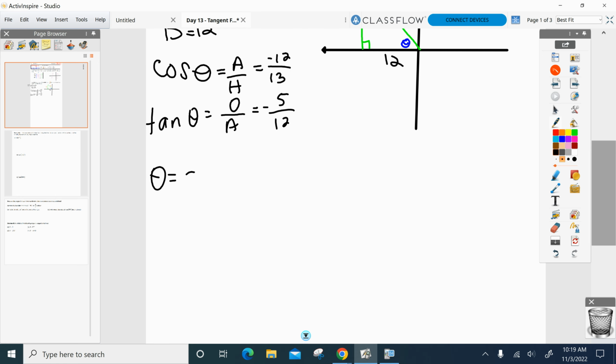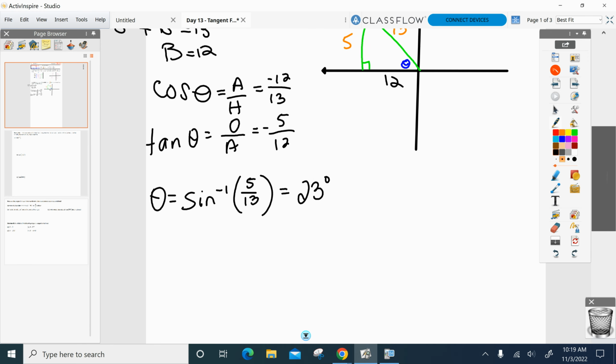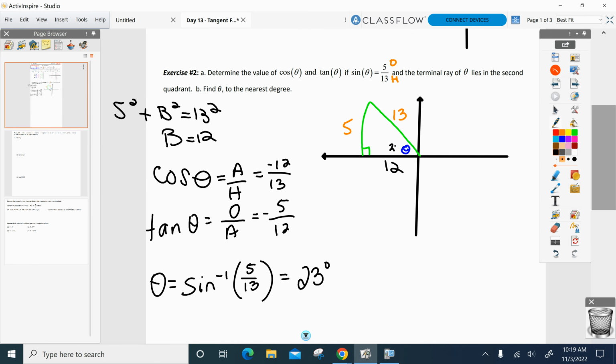So theta is going to be inverse sine of 5 over 13. Use the one that's positive. And remember, your calculator does not know what quadrant you're in. So what's it always going to give you back? 23. Your calculator has no idea what quadrant you're in, so it's just going to give you the reference angle. Now use that reference angle, 23 degrees, to get it in quadrant 2. See what you can do.